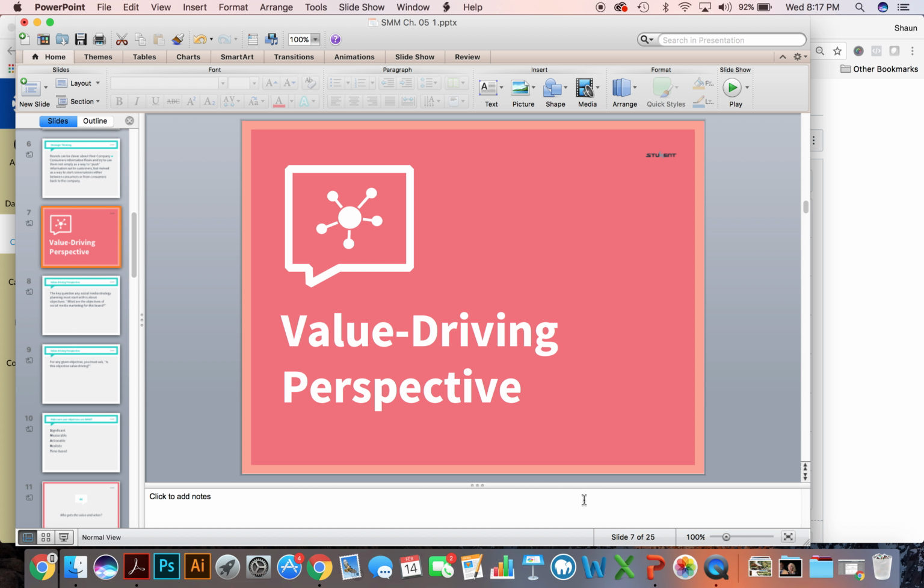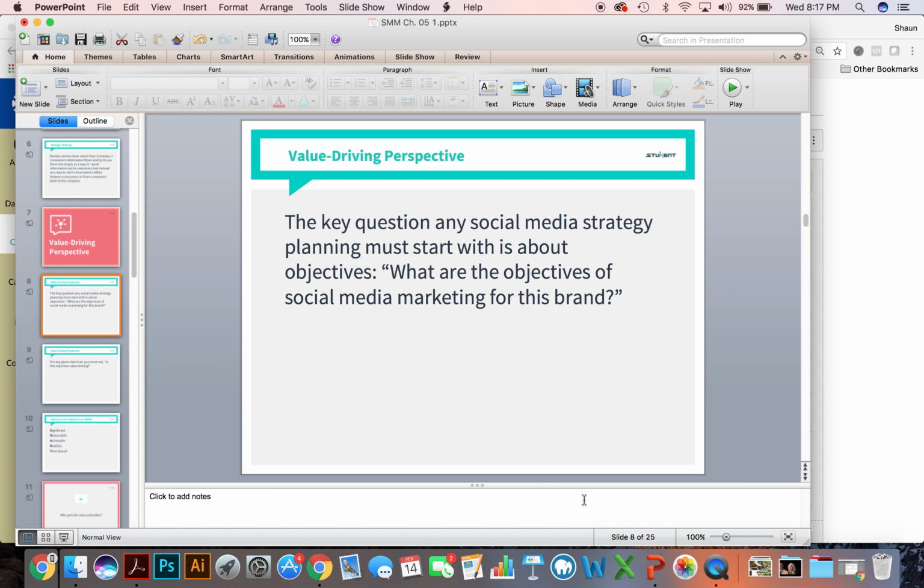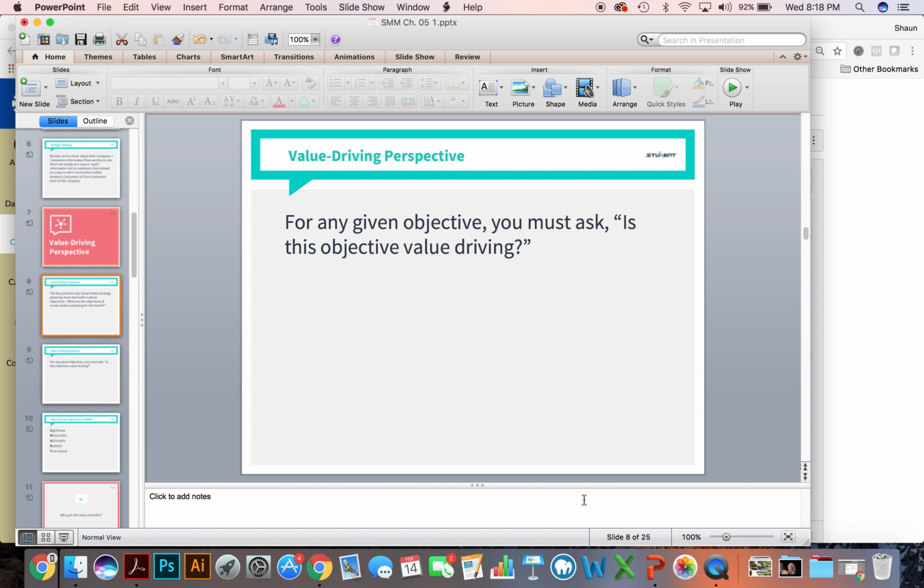When we think about driving value with social media, we must ask ourselves, what are the objectives of social media marketing for this brand? What are we trying to accomplish here? Are our objectives sales based or are they communications based? With each campaign and with each platform and strategy, you really need to ask yourself, what are the objectives of this plan? Is it to sell something? Or is it to create brand awareness? Is it to promote your campaigns? This is a value-driving perspective question.